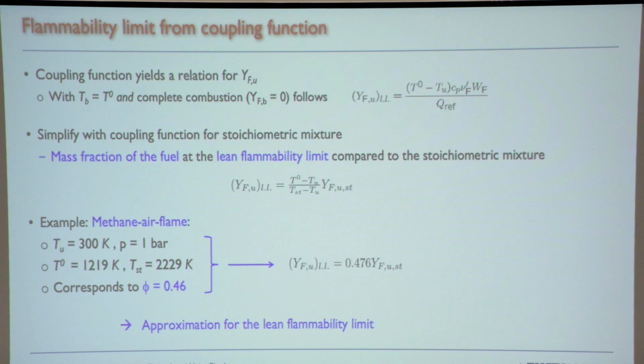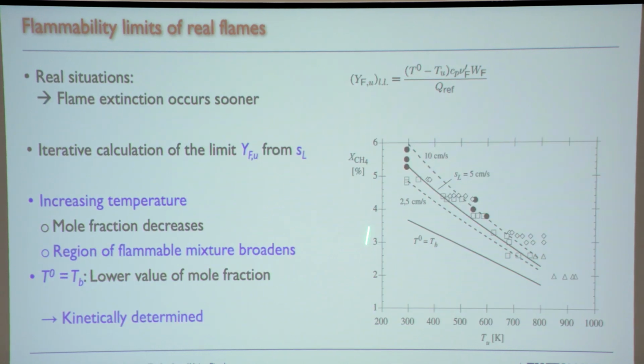Okay? So we can check this. This here shows the mole fraction of fuel in the unburned as a function of T unburned at the flammability limit. These are experiments, and then you see here these are simulations that give this, all 10 centimeter per second, and then this here is 5 centimeter per second, and this 2.5 centimeter per second. So you see, flames experimentally extinguish, or they don't burn anymore, when the computed burning velocity is roughly 5 centimeter per second.